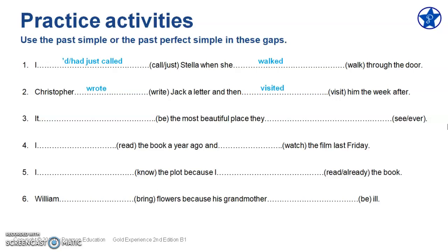Okay, it was the most beautiful place they had ever seen. I read the book a year ago and watched the film last Friday. The events are in order here. I knew the plot because I had already read the book. And William brought flowers because his grandmother was or had been ill. Here we don't know the context, that's why 2 options are possible.